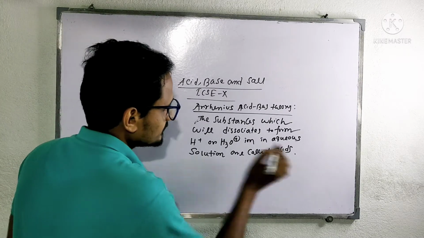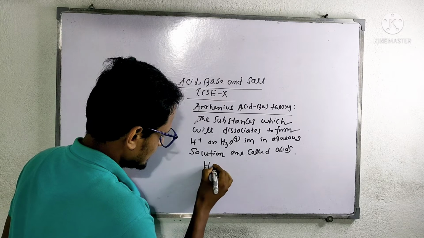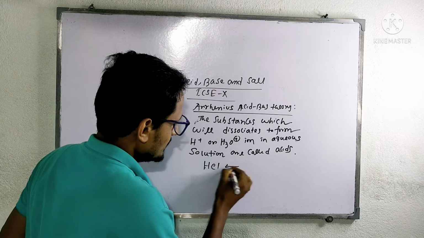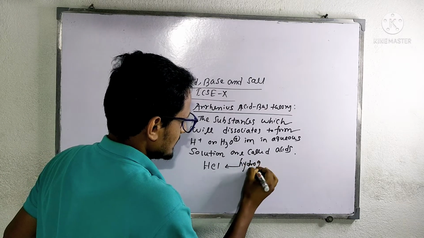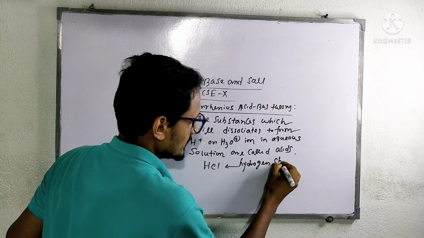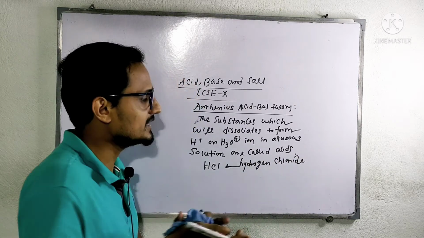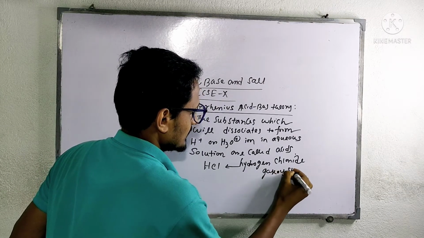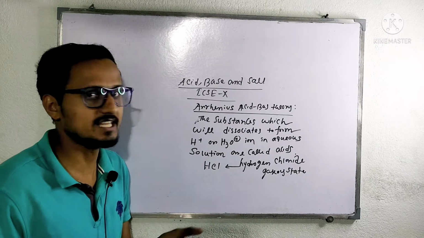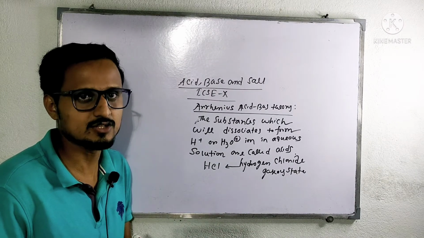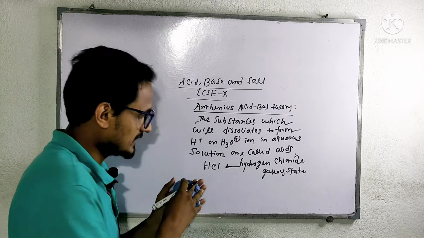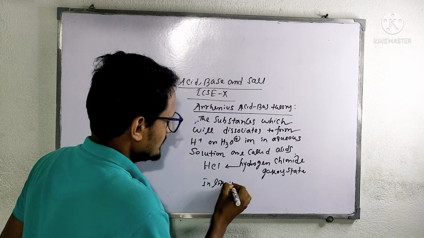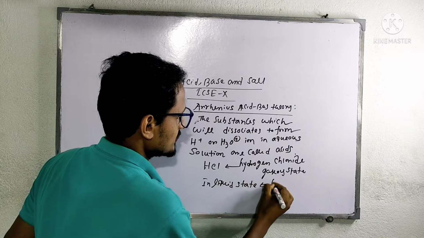Now we will take some example. Okay, say HCl. Now the compound HCl is called hydrogen chloride. This compound is called hydrogen chloride, and it is a covalent compound. Now hydrogen chloride will be called in gaseous state, but when this compound is in liquid state, that means in aqueous solution, it will be called as hydrochloric acid.